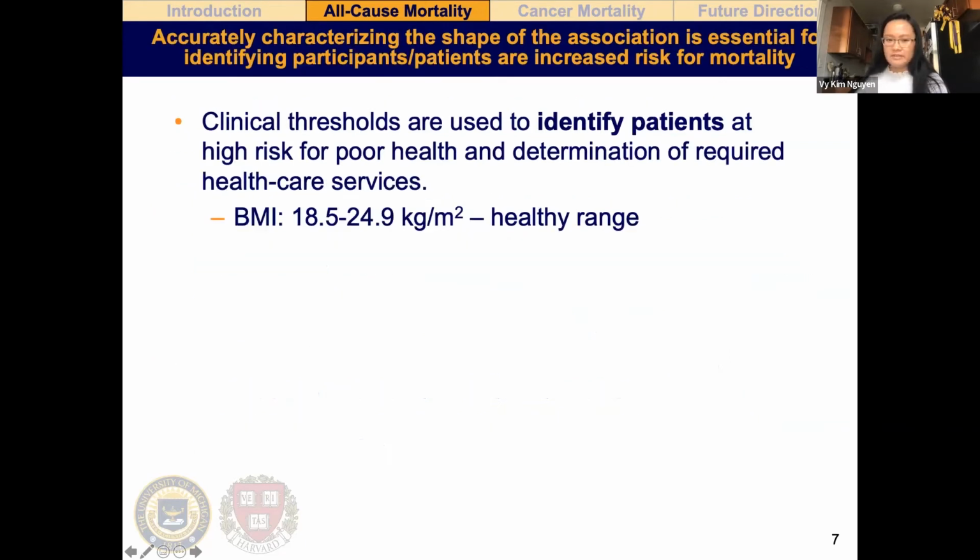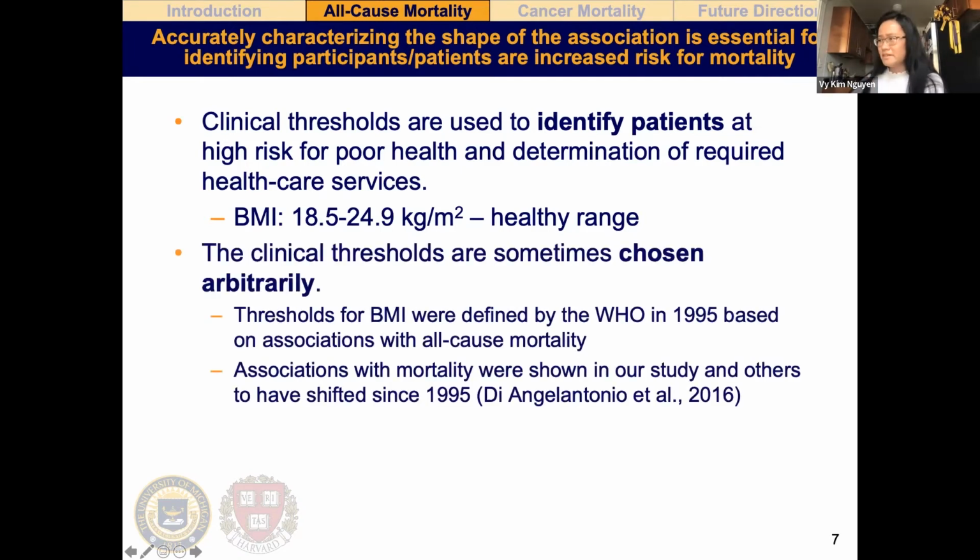And so just some background on this study, looking at the association between physiological indicators and all-cause mortality. Clinical thresholds are used to triage participants who are at high risk versus low risk for, say, poor health, and also to determine the allocation of healthcare resources. For example, for BMI, we're told that the healthy range our BMI should be is 18.5 to 24.9. But sometimes these clinical thresholds could be chosen arbitrarily.